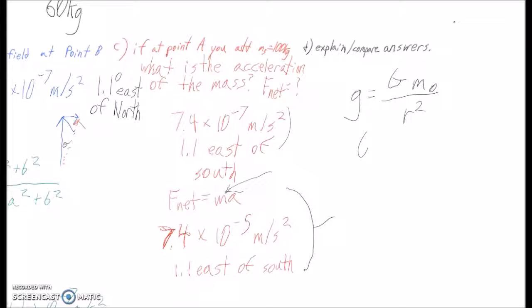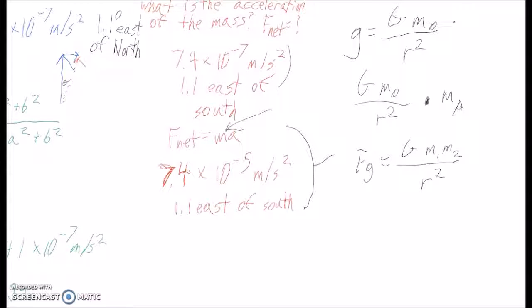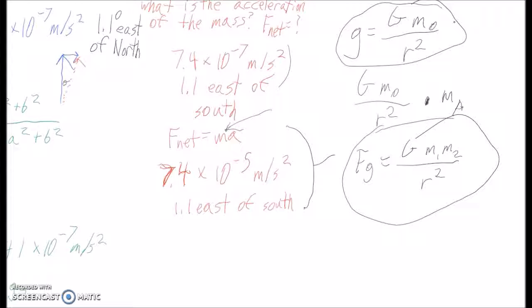So we've got g mo over r squared times the mass that we added. And I'm going to think about this. This looks an awful lot like Fg equals g m1 m2 over r squared. Some of these things are looking pretty similar, right? So in reality, if you get one of the two values, you can find the other one just knowing the relationship between these.